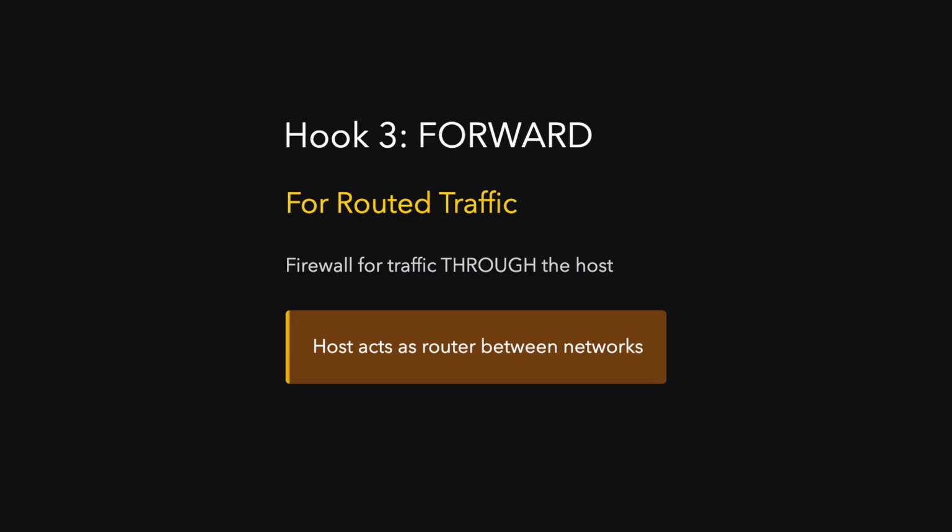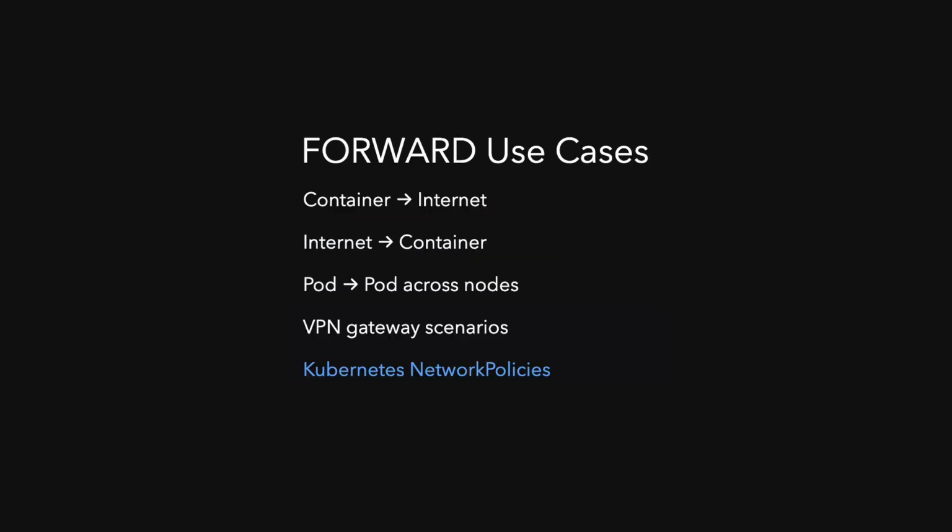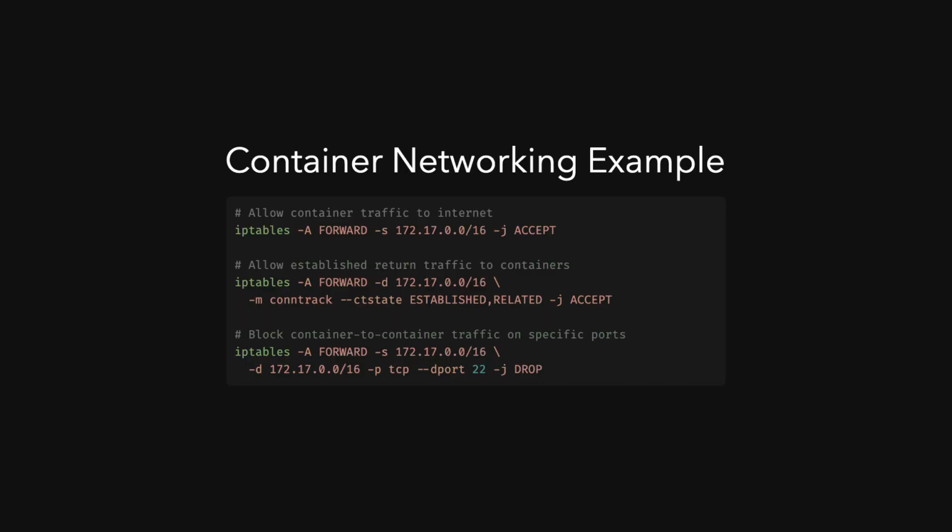But what happens at forward? Think of forward as a border checkpoint. The packet isn't staying here like at input, and it didn't originate here like at output. It's just passing through, and we decide if that is allowed. Common use cases are container to intranet traffic, intranet to container traffic, pod to pod traffic across different nodes, VPN gateway scenarios, and Kubernetes network policies, because they are implemented by CNI plugins in the forward chain.